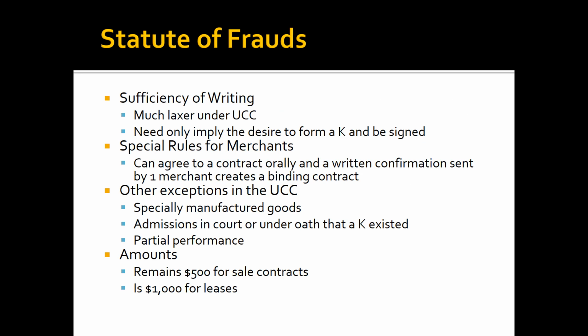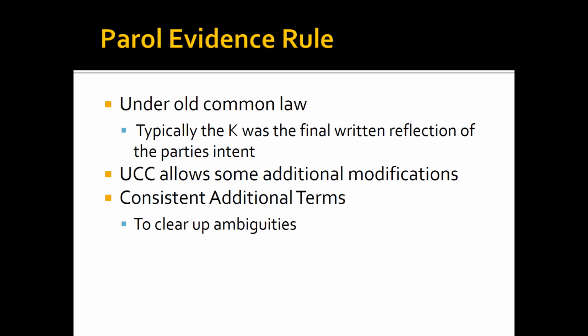Statute of Frauds. Again, the UCC here is laxer than the common law. You need only imply that you wanted to form a contract and to have something that is signed. In other words, you don't have to have a single piece of paper. You can agree to a contract orally and then send a written confirmation, and that's good enough. Also, the UCC recognizes partial performance, admission in courts, and specially manufactured goods. The amount that has to be written remains, and we'll just keep this number even though don't worry about it, are $500 for sales and $1,000 for leases.